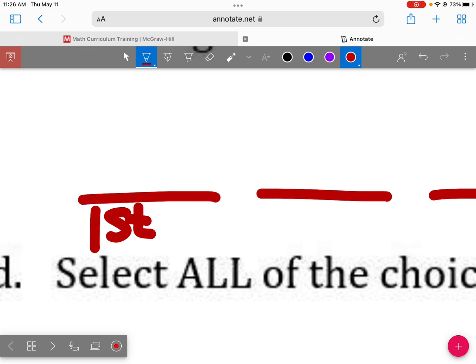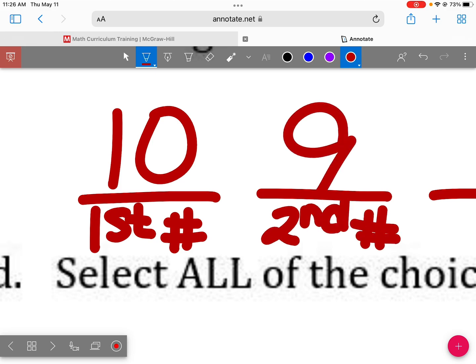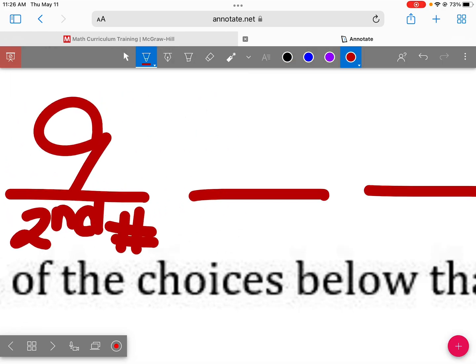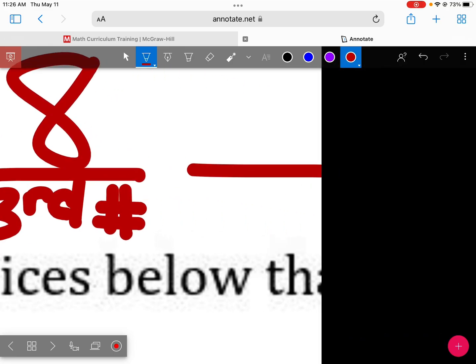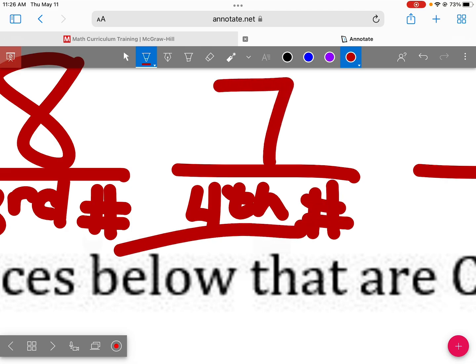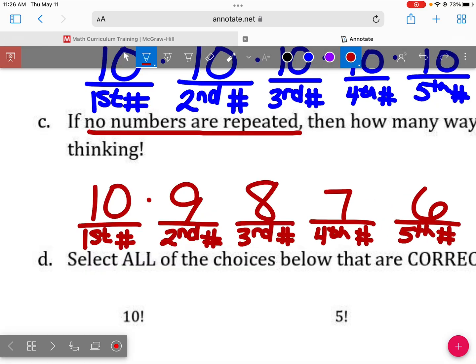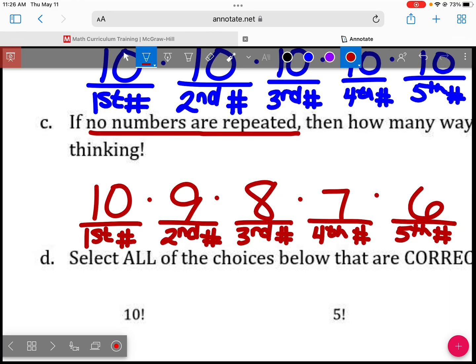So how many options do I have for the first number? 10. How many options do I have for the second number? 9, because once I use up a number here, I'm not allowed to repeat it anywhere else. How many options for the third number? 8. How many options for the fourth number? 7. And how many options for the fifth number? 6. What are we doing with all those? Multiplying them. You guys sound so excited about this.